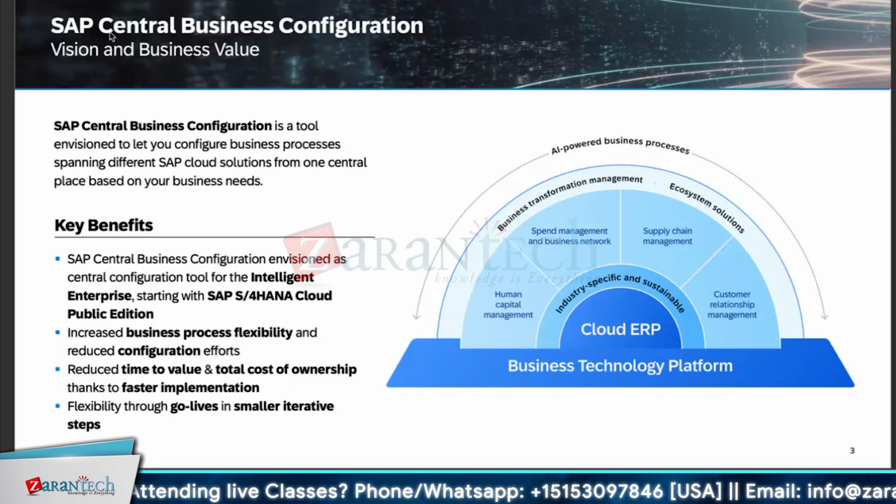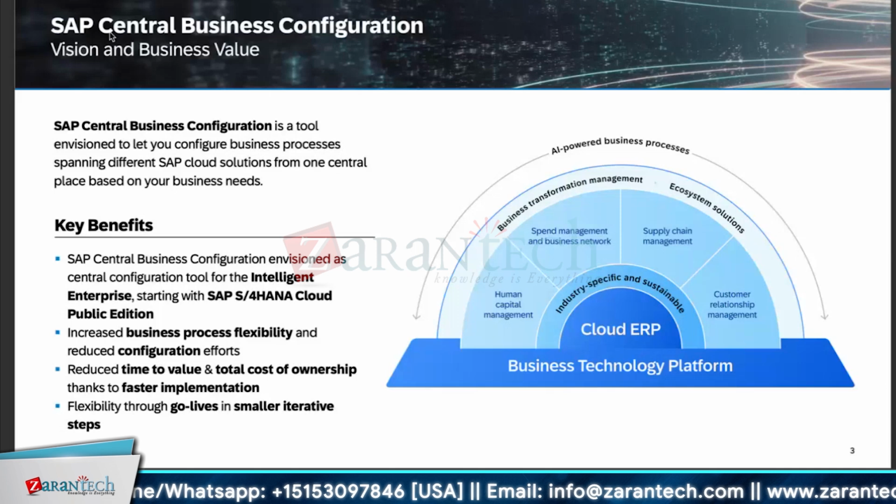It's a master from where all your data will be initiated. It's like a mother. So here you will configure the business process spanning different SAP cloud solutions in one single bucket, which we'll call central business configuration, or a central place where you do it. This supports the configuration of all S/4HANA public editions, and it aims at seamless implementation of your end-to-end business process across the cloud portfolio.